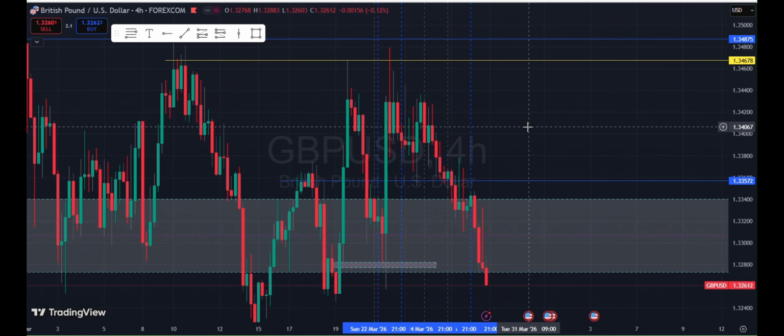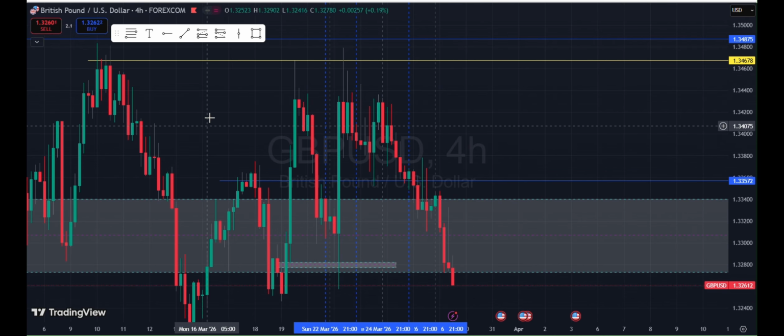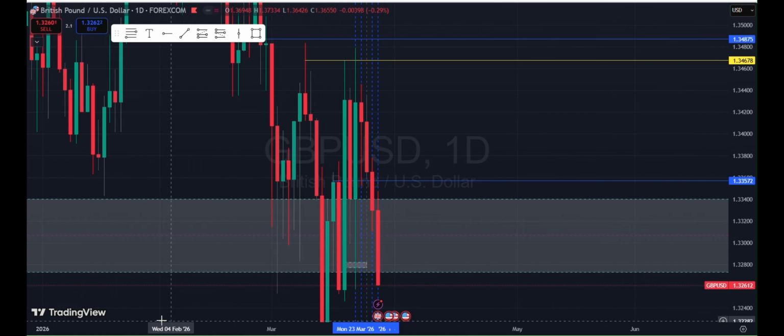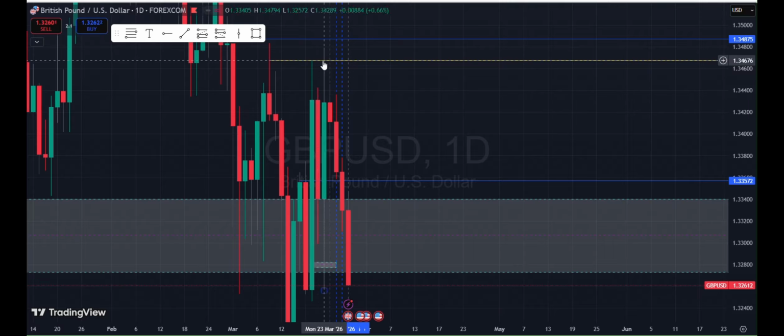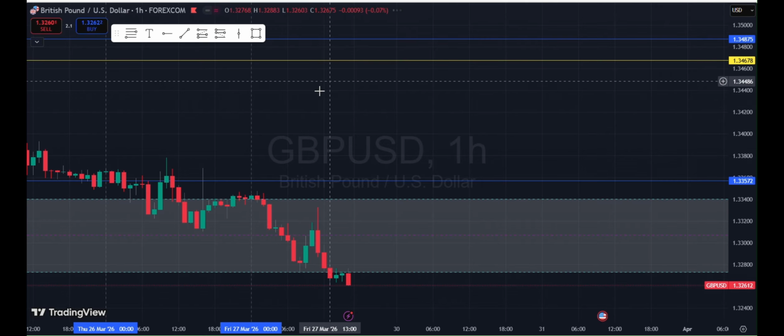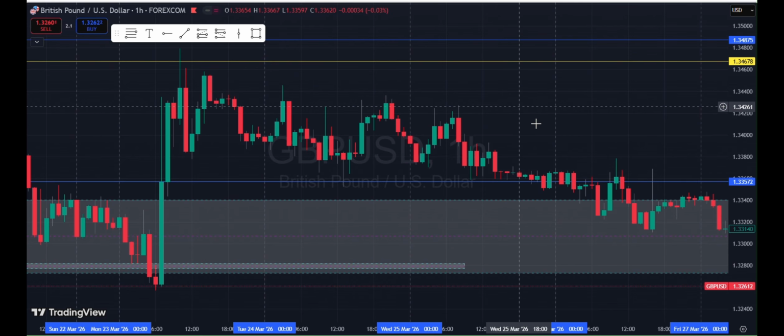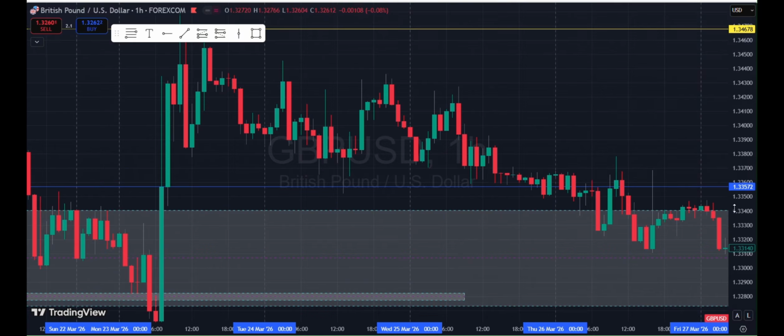Our first draw on liquidity from our analysis as at last week Sunday was this high, which is an old high on the daily time frame that we mapped out. We were expecting price to get to that line and take out liquidity. So price actually took out liquidity. Our first target was hit on Monday as the market opened, and the second one was this other block on the daily time frame, which price never got to before dropping.